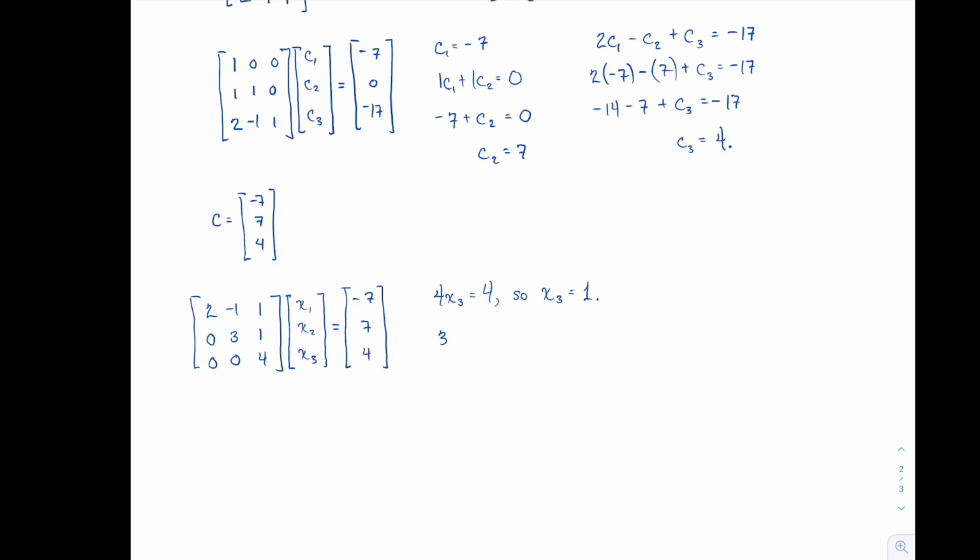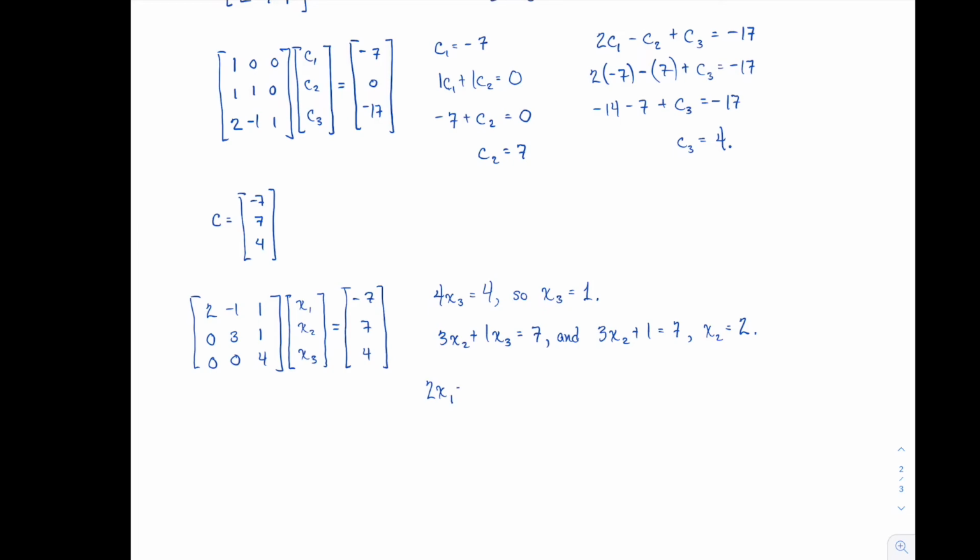The next one says that 3x2 plus 1x3 is 7. And what do we have? Let's use our x3. So this is 3x2 plus 1 equals 7. So this is going to be x2. I'm sorry, x2 equals 2.